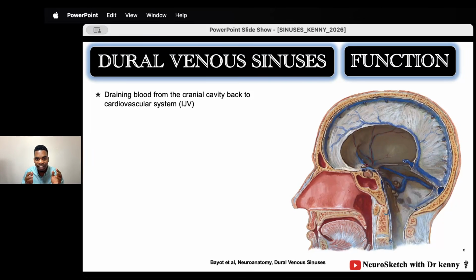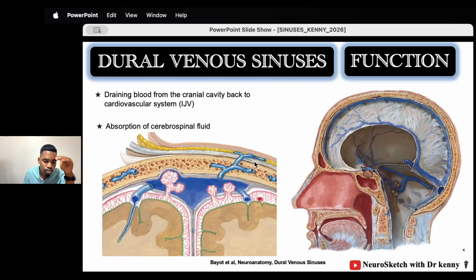Because they are holding the venous blood, one among the functions is carrying this venous blood back into circulation by way of the internal jugular vein. They are carrying it back to the cardiovascular system by way of the internal jugular vein.